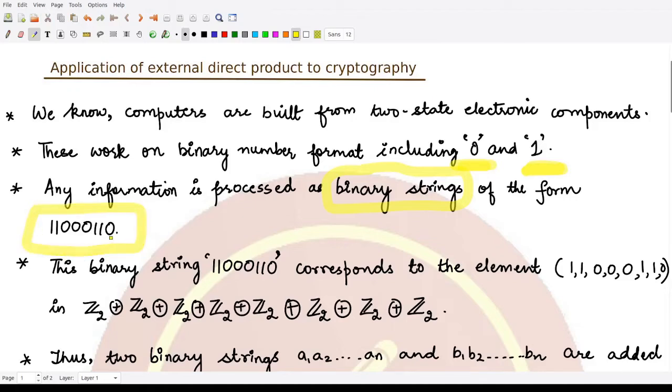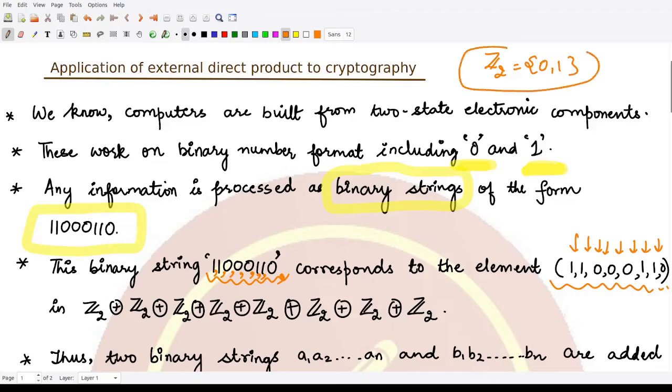Now you can represent this particular string as a tuple, where we have just inserted commas in between all the numbers. Now you can see how many elements we have: 1, 2, 3, 4, 5, 6, 7 and 8. So in total 8 elements are present in this tuple. Each 0 and 1 is a member of Z2, that you already know, correct? So this is a group, right?